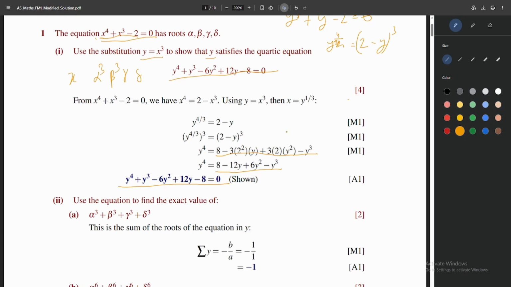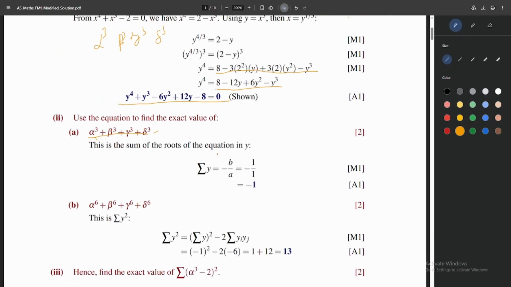Since while transforming this equation to this equation we cubed the x, the solutions of this equation should be alpha cubed, beta cubed, gamma cubed, and delta cubed. So we simply need to solve this equation. We can just use Vieta's formula to find the sum, since they don't want us to find the actual alphas and betas, they just want the sum.